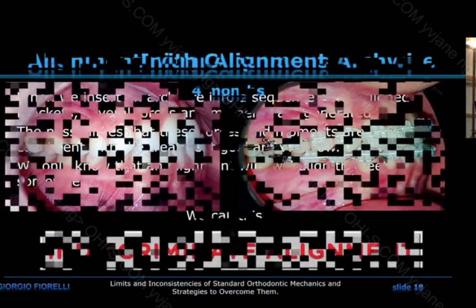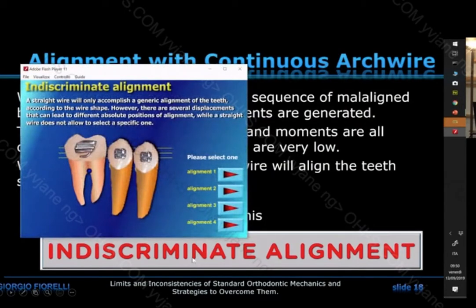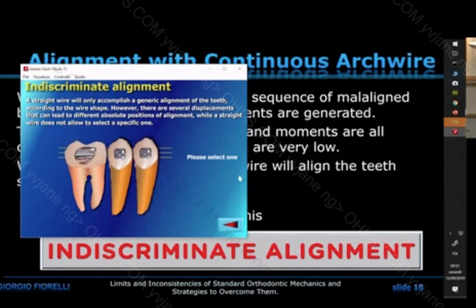But first, let me tell you what I mean by indiscriminate alignment. It's a very little animation. So when I'm here, and just to keep things simple, I take only 3 teeth, okay? If you place a wire between these 3 brackets, what is going to happen? A lot of things can happen that might be corresponding to your goal, but might be not corresponding to your goal.